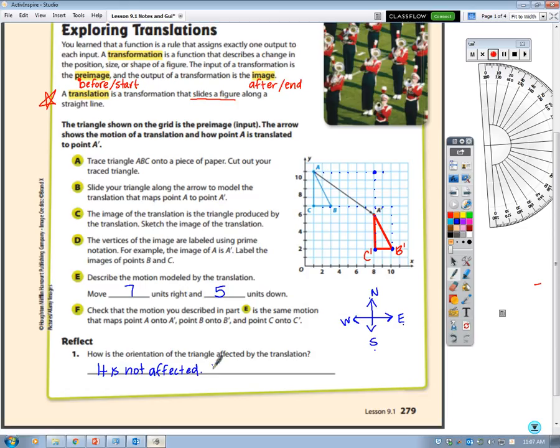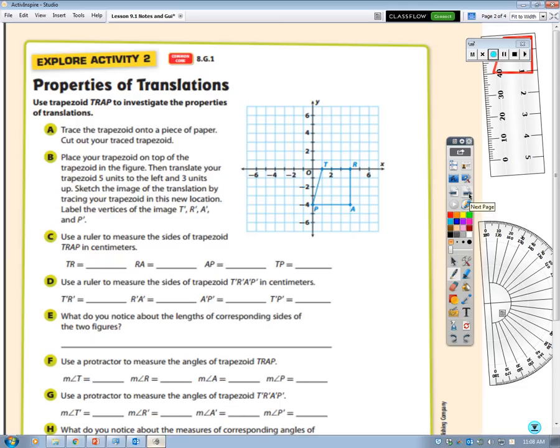The orientation stays the same. Okay, so that's just a quick introductory look at translations. We slid a figure on straight lines to the right and straight lines down. We have our pre-image, we have our image. Orientation did not change. Let's go ahead and look at our Explore Activity 2, which is properties of translations.